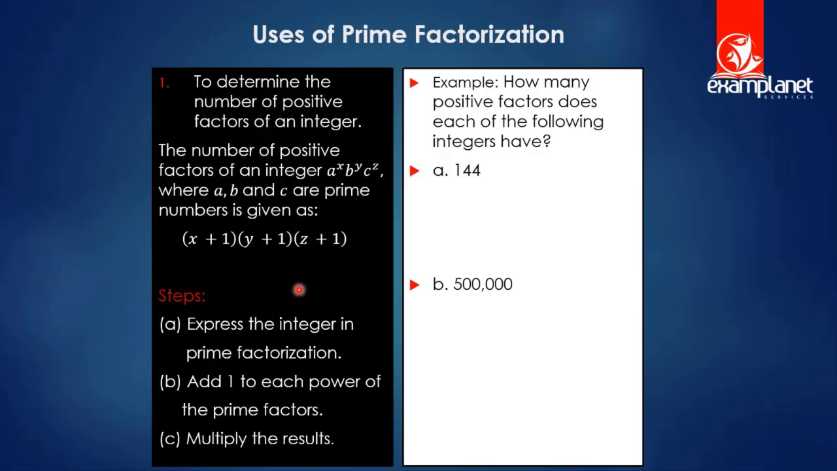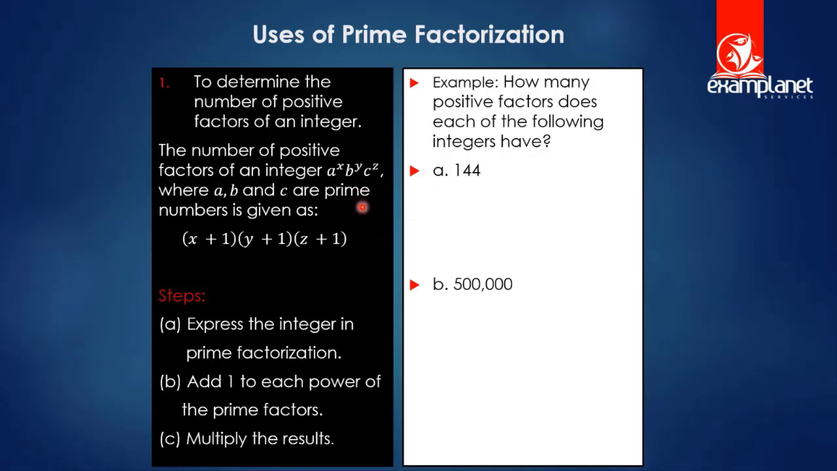So now, what are the steps? First, express the integer in prime factorization. That's the first thing you do. Then after that, add 1 to each power of the prime factors. Then third, multiply the results. Simple. Just express the prime factorization, add 1 to each power of the prime factors, and then multiply the results. Then you have the number of positive factors of that integer.